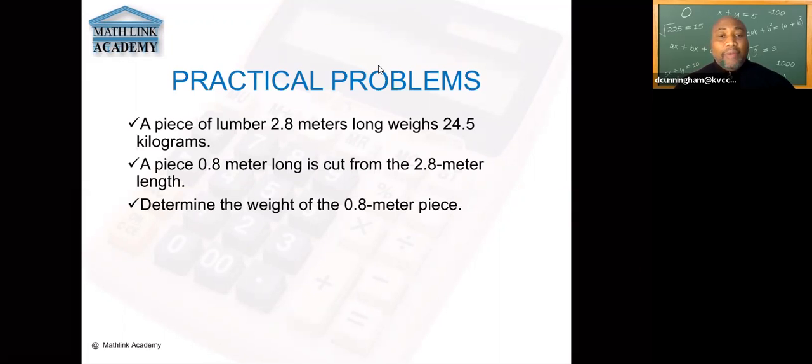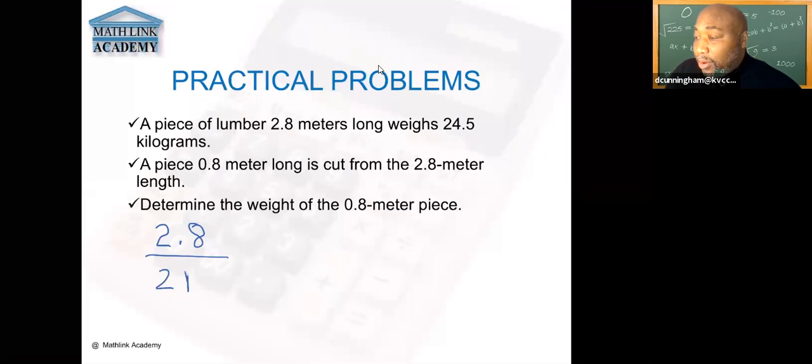So since we have a piece of lumber and we have the weight, we cut a little bit from that piece of lumber. In that case, we're going to have a lesser weight than 24.5. So that's a direct proportion. Smaller length, lesser weight, direct proportion. So how do we set this up? Let's do this. So I could say 2.8, I'm going to use my meters on the top, over the weight directly, 24.5 is equal to, let's do our meters again, on the top 0.8 and on the bottom our weight, X.